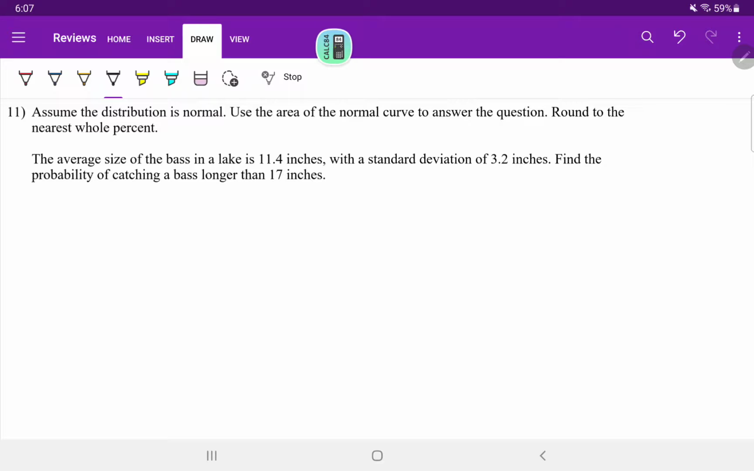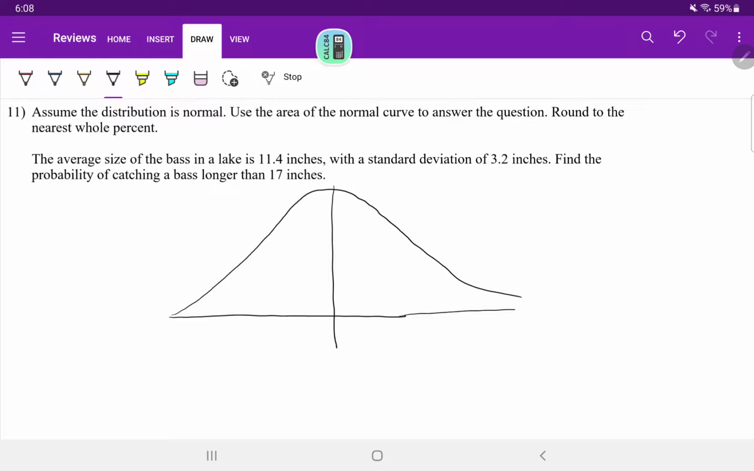Okay. So because it's normally distributed, let's draw our normal distribution curve, or we can say the bell-shaped curve. Now, you don't have to draw it if you don't want to, and I won't draw it in every video, but I like drawing it. Now, remember, in the middle goes the mean. The mean is going to be 11.4 inches.